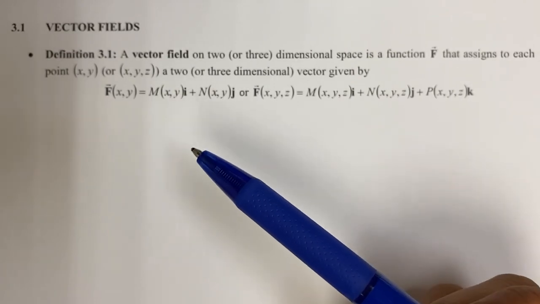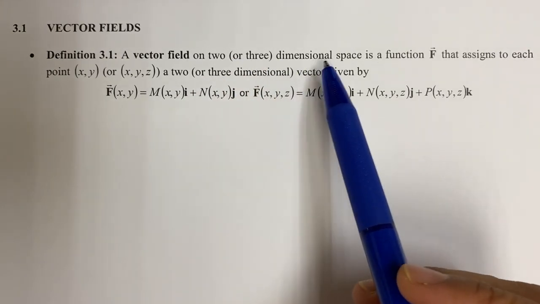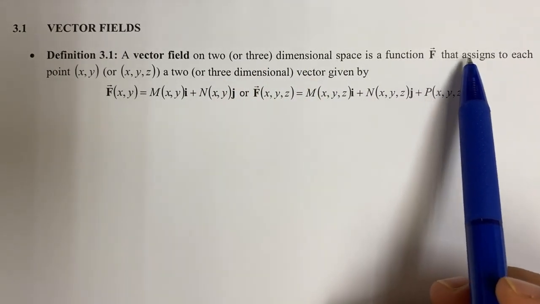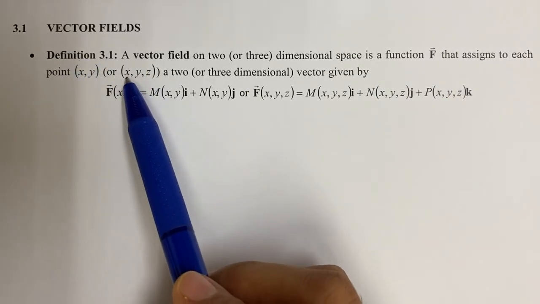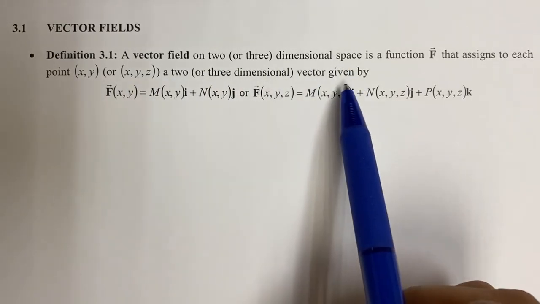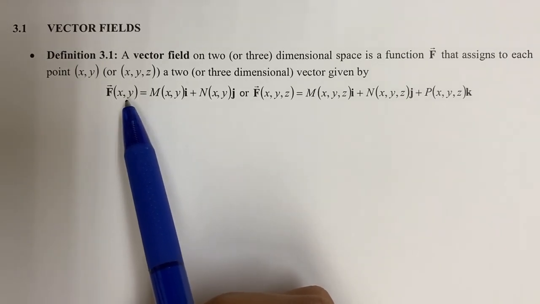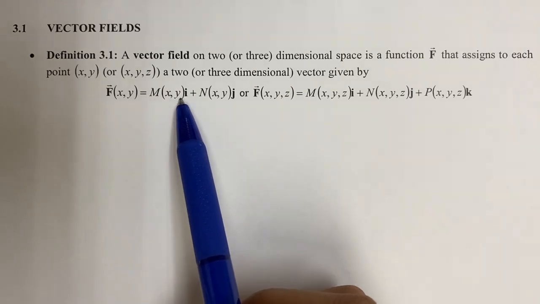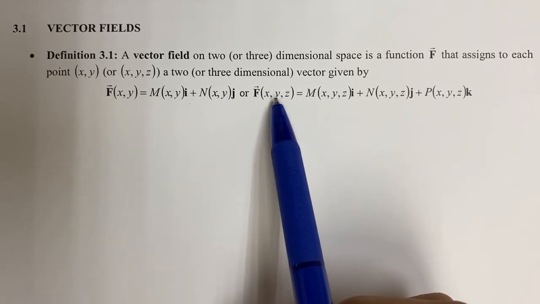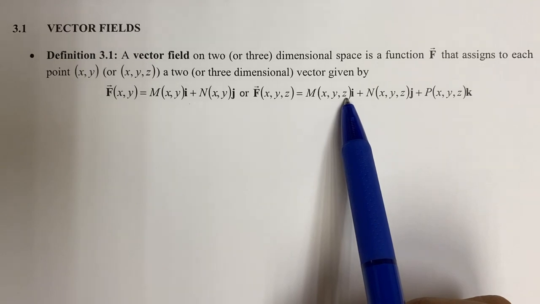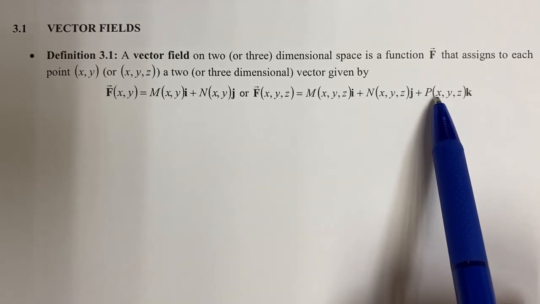The definition is given by definition 3.1, where a vector field of 2 or 3-dimensional space is a function F that assigns to each point (x, y) for 2 dimensions and (x, y, z) for 3 dimensions a vector given by, okay, this one is for 2-dimensional: F(x, y) equals M(x, y) i plus N(x, y) j, or for 3 variables you have F(x, y, z) equals M(x, y, z) i plus N(x, y, z) j plus P(x, y, z) k.